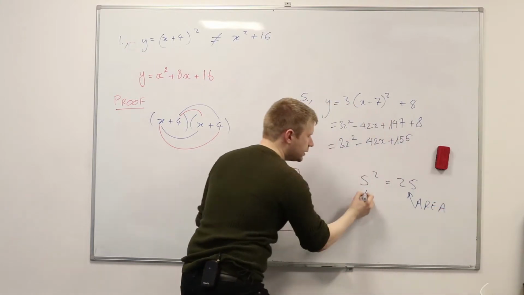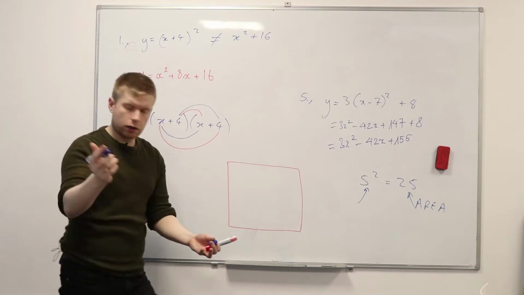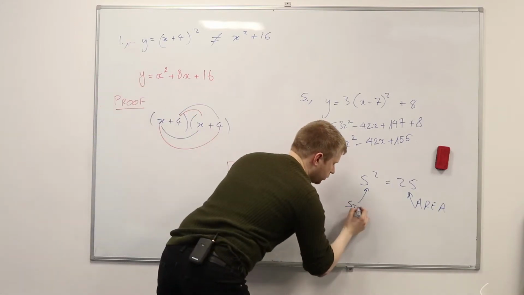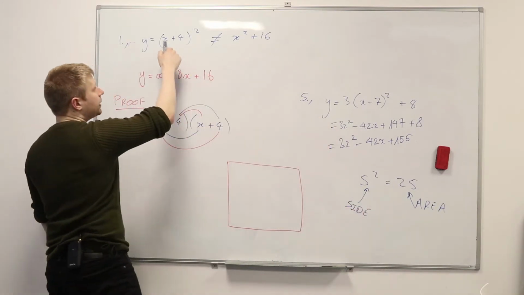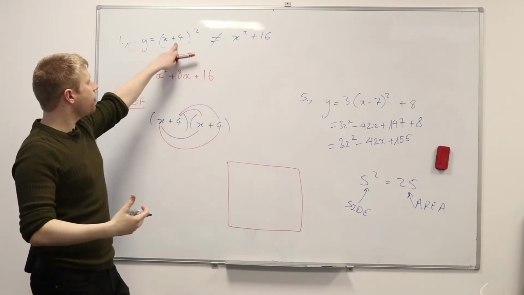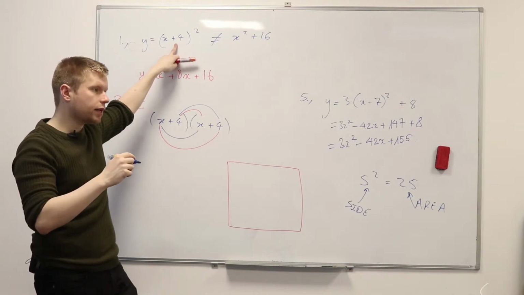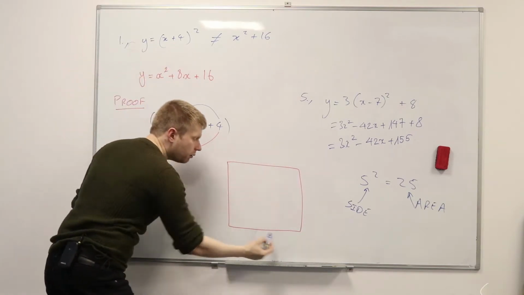Okay? And in this case, what does the 5 correspond to? What property of the square does the 5 correspond to? The side. Good. So if I come back to here, x plus 4 all squared, that should be my side length. My x plus 4 should be my side length. Does that make sense? So here's my square, all right?